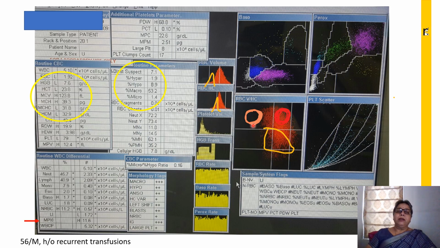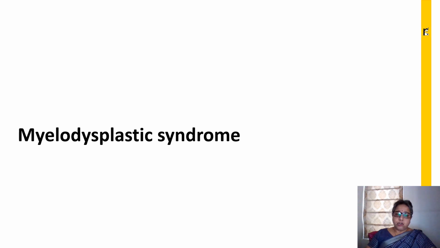Here again, if you see, more than half the population of the cells are macrocytes, but you don't have the rest of the other cells. You have a blast suspect of 7%, which is seen here on the basoscatter and here on the peroxscatter. So I think more or less we are clear that this is not megaloblastic anemia, but most probably a case of myelodysplastic syndrome.